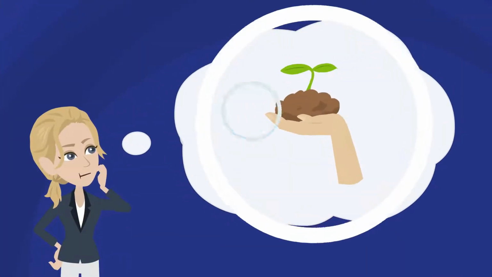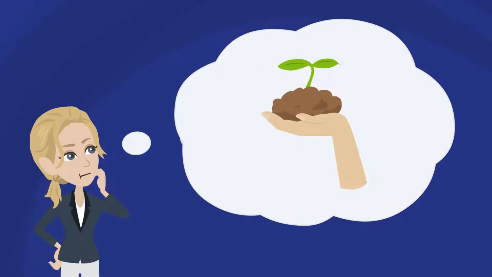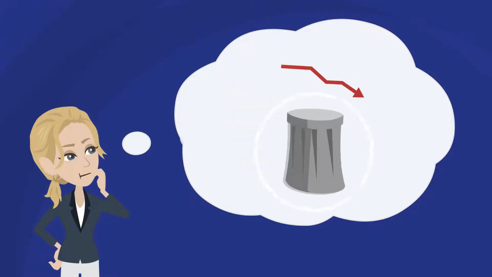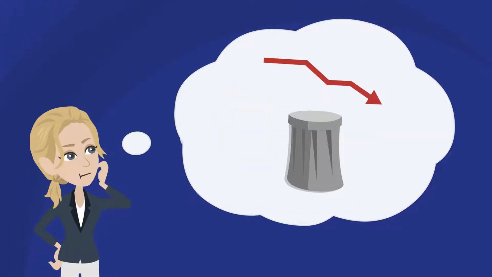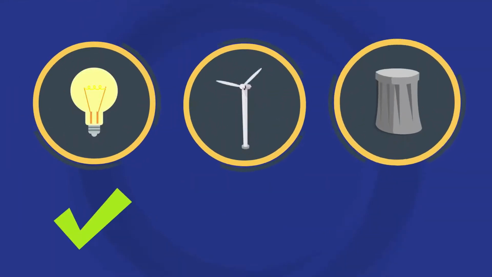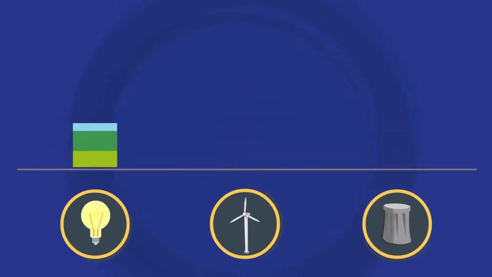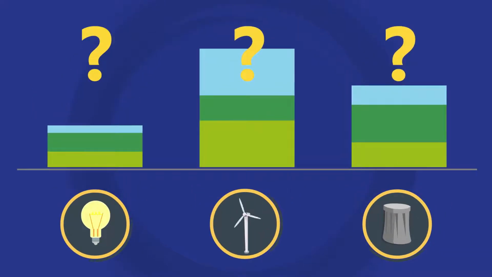When you think about sustainability improvements in operations, do you think about projects such as installing LED lighting or switching to renewable energy? Or do you think about reducing waste in the operations of your plant? The reality is, all three can make a difference. But how do you quantify which improvement will have the biggest impact?